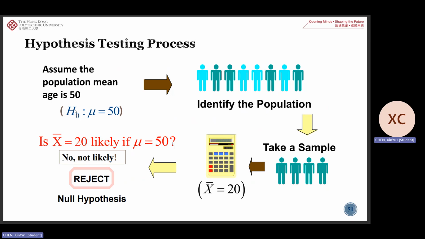So H0, H1, I assume you're familiar with it. H0 is the mean equal to 50, and is X equal to 20 likely if the mean is equal to 50? Not likely, so it is rejected. For this simple example, we can clearly decide whether it is rejected or accepted.